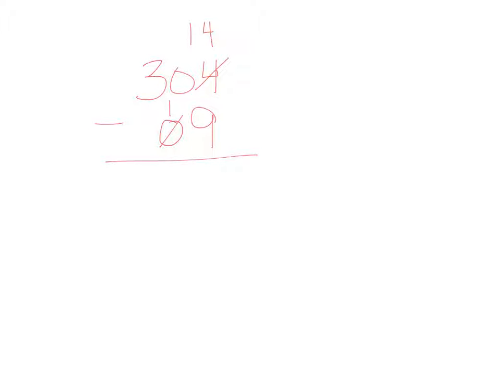So 14 minus 9 would be 5, but then you can't subtract 1 from 0. So she would have to do it again. She'd have to add a place value from 0 to make it a 10, and this 0 down here would become a 1. So then the 10 minus 1 is 9, and the 3 minus 1 is 2, giving her the real answer of 295.